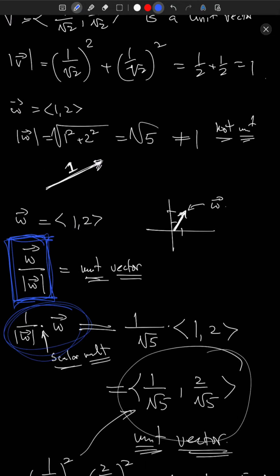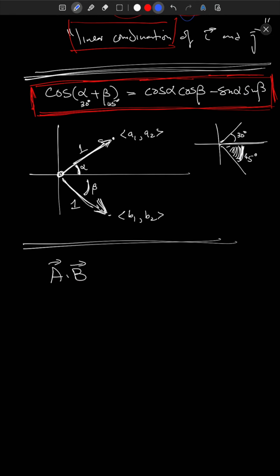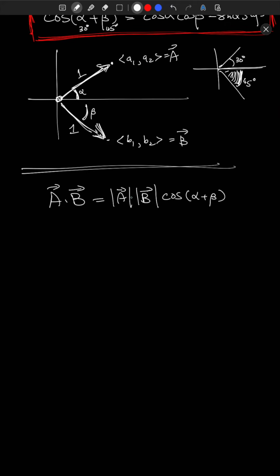So I do have two vectors, and I should give them names. Let me call this capital O, this capital A, and this one capital B. Then A dot B is length of A, length of B, cosine of the angle between the two vectors. But the way I've cleverly set this up, the angle between the two vectors is alpha plus beta, and the lengths of A and B are 1. So this is actually just cosine of alpha plus beta.